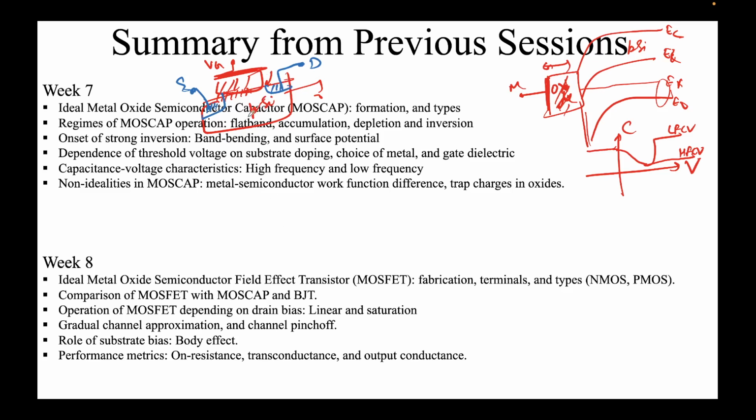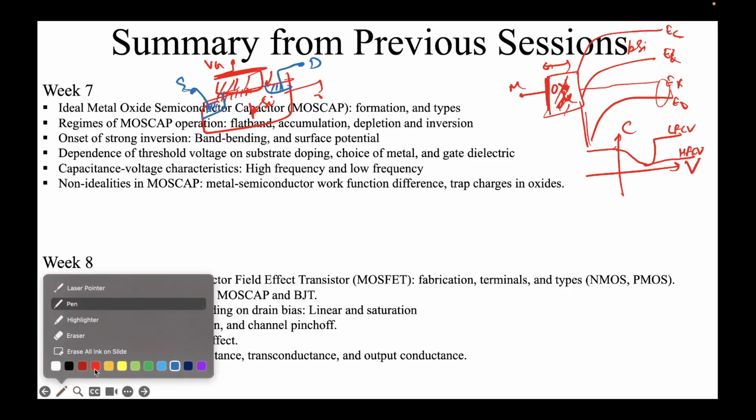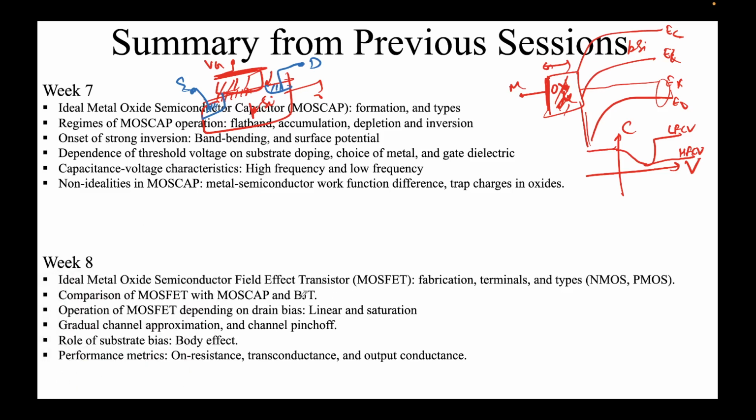And as you can see, unlike the BJT, this is a 4-terminal device, and this is a unipolar device in the sense that either electrons or holes will be carrying the current, unlike the BJT where electrons and holes both played a role.